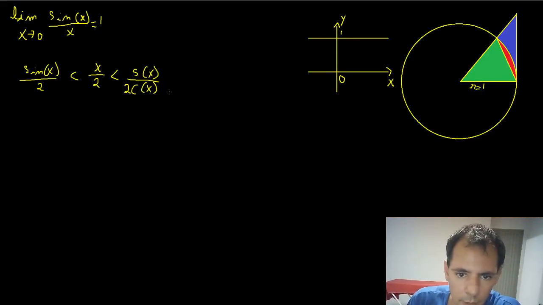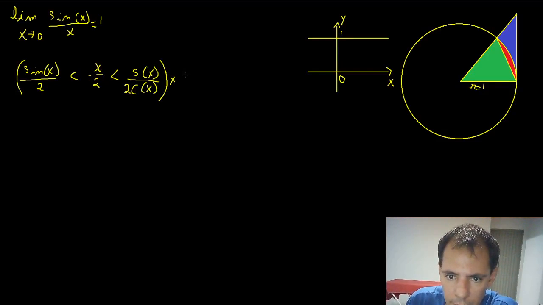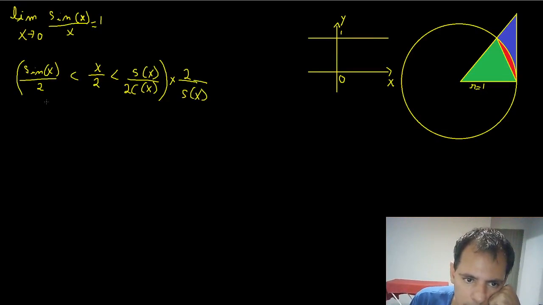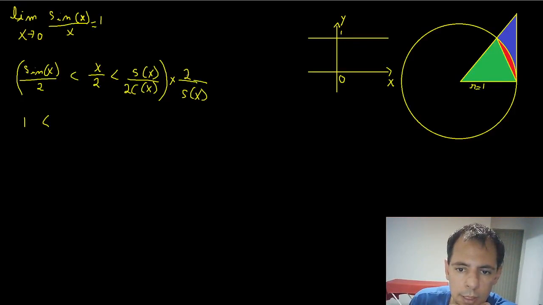Great. Now what I'm going to do is multiply this whole thing by 2 divided by the sine of x. What's going to happen? Well, you have a sine of x here in the numerator and sine of x here in the denominator. You have a 2 here and a 2 here. So you're just going to simplify these two. It's just going to become 1. 1 is less than what? This 2 is going to simplify with this 2.